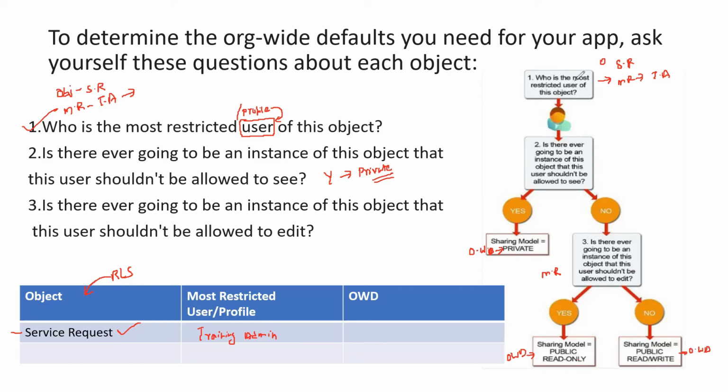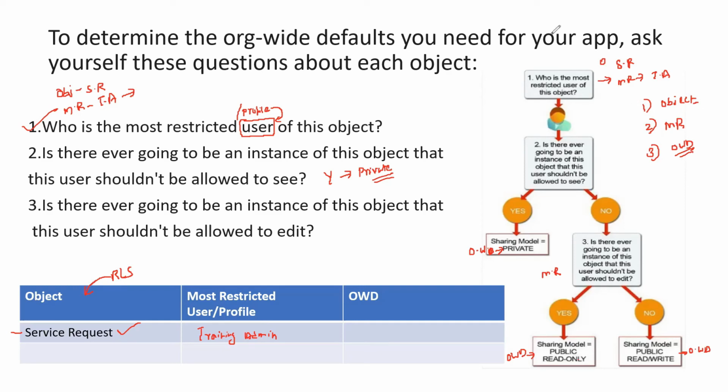So first, identify the object for which you want to decide the OWD. Second, identify the restricted user. Third, go through this flow chart and come up with your OWD. It's a 3-step process wherein you will be able to identify your OWD setting for that particular object. Once that object's OWD is set, you can go on with the next object.